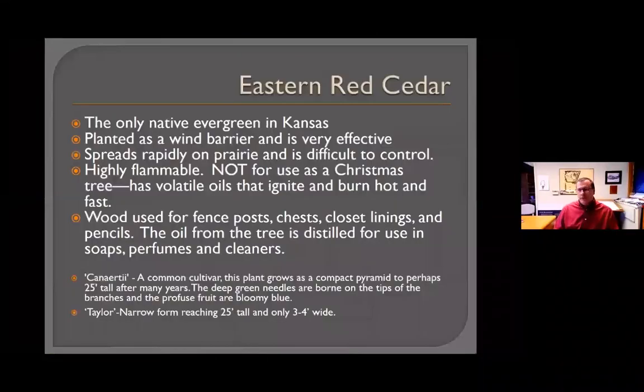A couple of varieties that you should look at with regards to Eastern red cedar that give it a little more of a formal look: Canaertii. Kind of has arms that protrude out, dark green foliage, and persistent fruit. And a more columnar or narrow formal form that is called Taylor juniper, 25 feet tall and only 3 to 4 feet wide. And we have several of these along the north side of our gardens here. And we've been really happy with their growth rate.